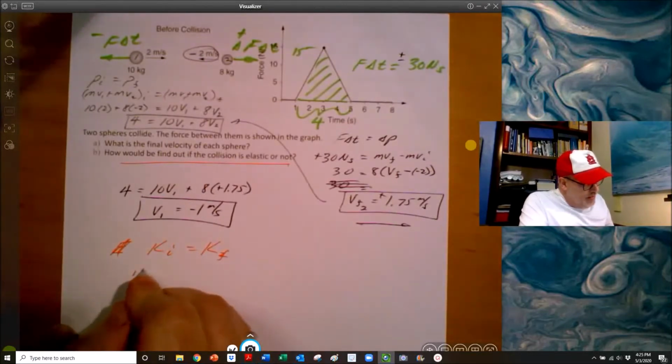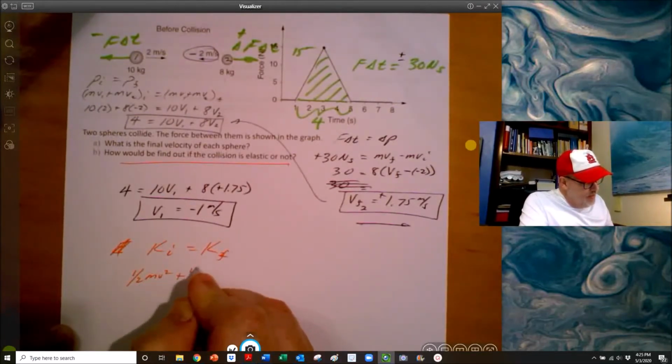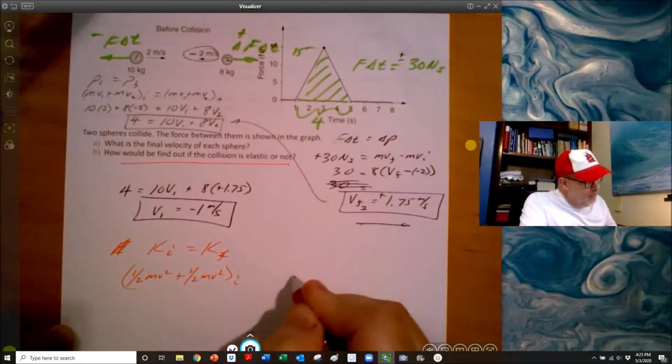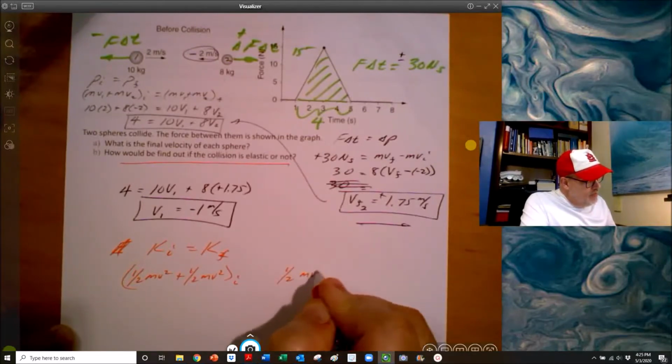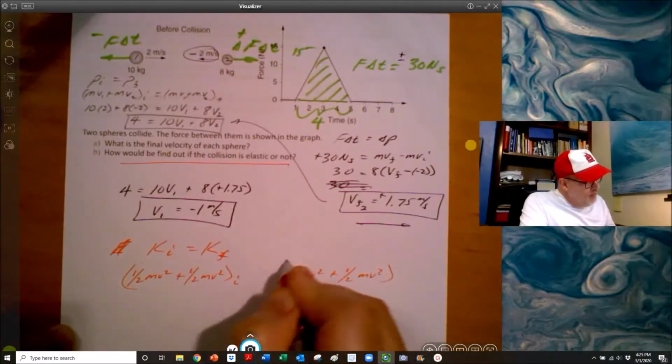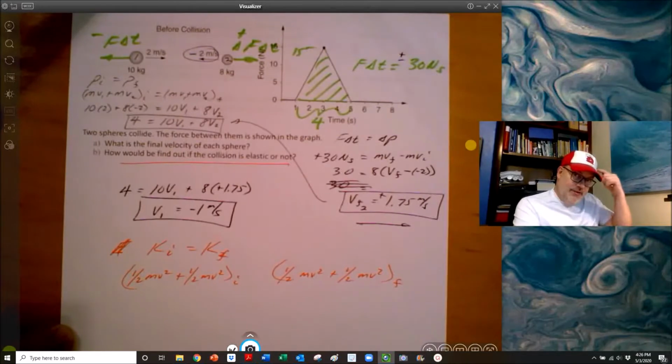I want you to notice that kinetic energy is 1/2 mv squared, right? So I could figure out 1/2 mv squared for both of them initial, and I could compare it to the 1/2 mv squared plus 1/2 mv squared for both of them final. But let's use our brains.